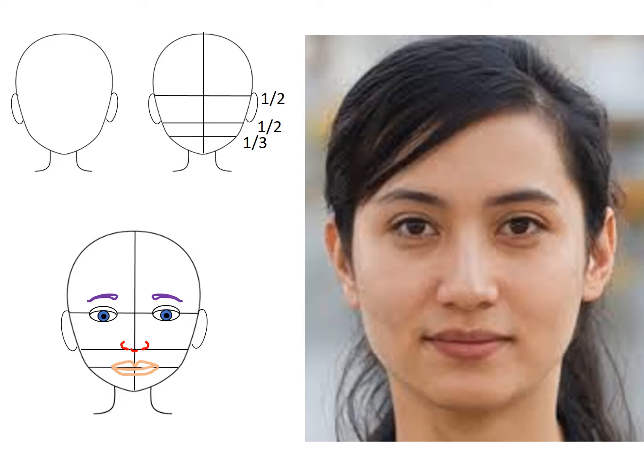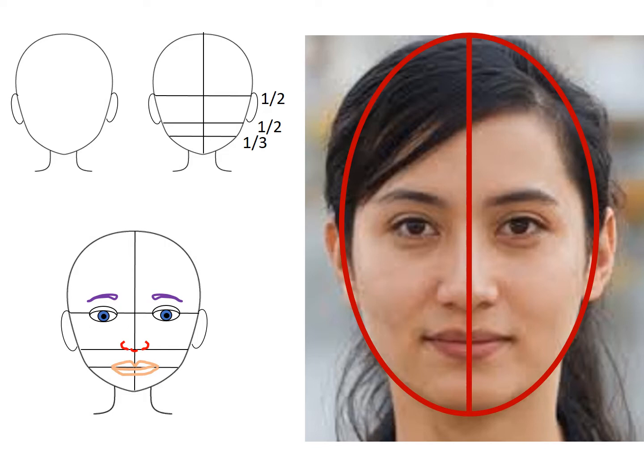Let's look at the woman in this photograph again. We talked about how face shapes are circles and ovals. We talked about how we have a line of symmetry that goes right down the middle. That way our left side and our right side line up about the same.